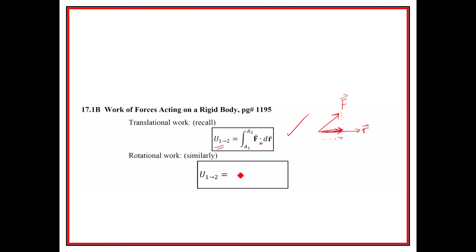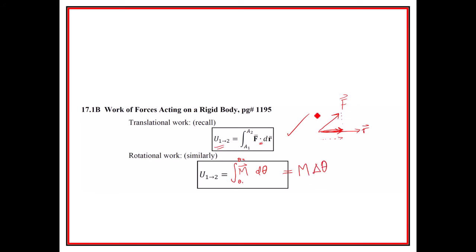So similarly, for rigid bodies, we can have rotation. So we want the integral of the moment as a vector, times d theta, going from theta 1 to theta 2. Now, the most common case for us is when we're going to have a constant moment. That's probably what we'll see most often. And if that's true, then this is just going to be equal to the moment times delta theta.